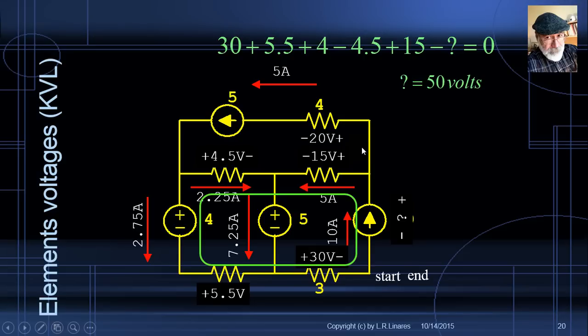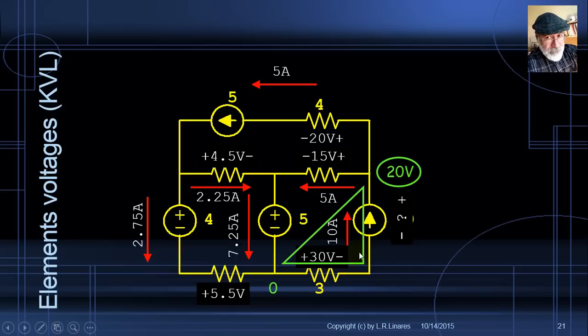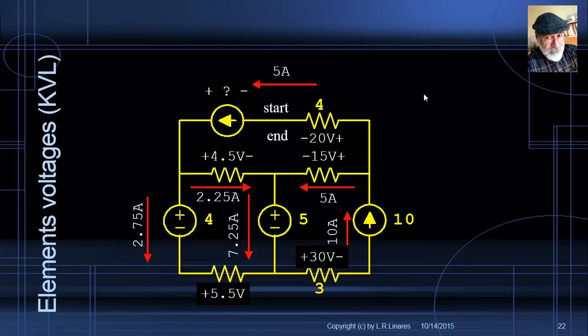Is that it? No, we could have chosen this shortcut. Between the reference node and the node at 20 volts, the voltage is going up by 20, so we can write a very simple KVL equation there. Beginning here, going up by 30, plus 30, going up by 20, and going down by question mark. The question mark voltage in the current source is 50 volts.